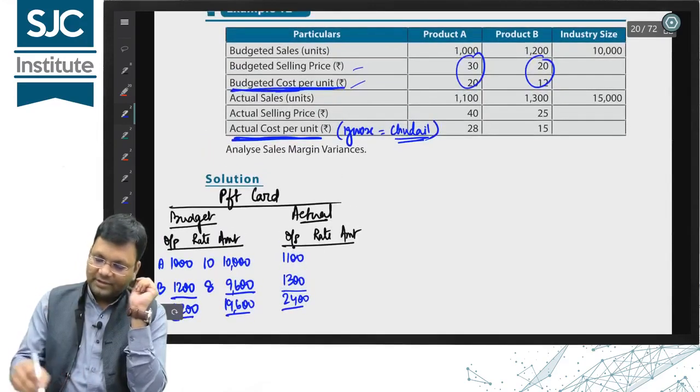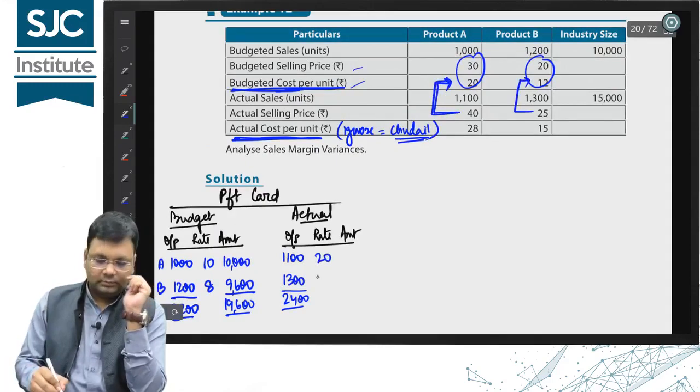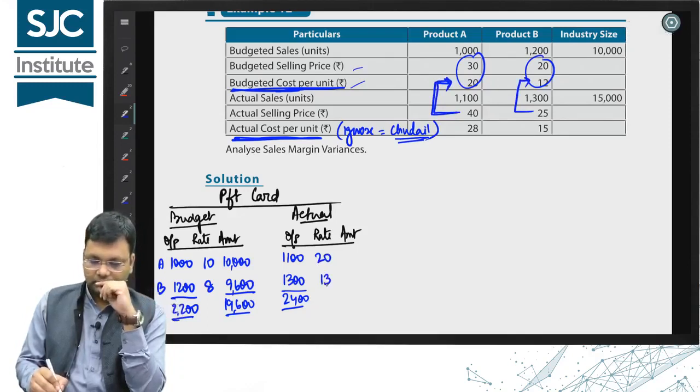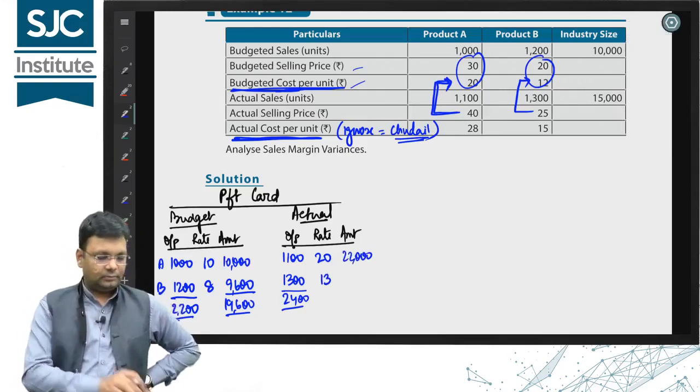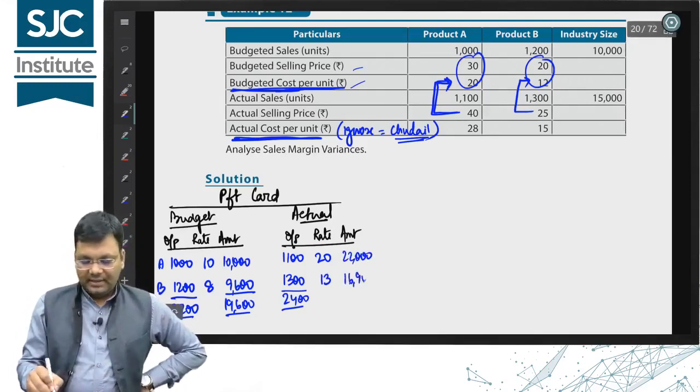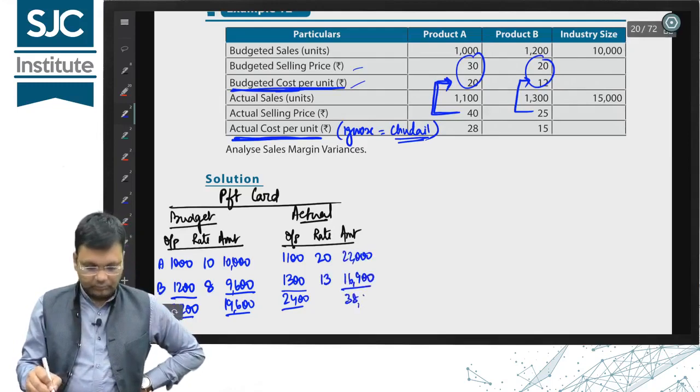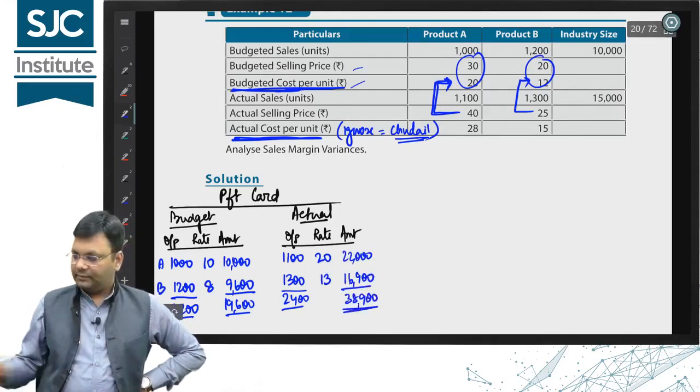Now to find this actual rate, you will subtract this and this. 20, 25 minus 12 is 13. $22,000, 6,900, 38,900.